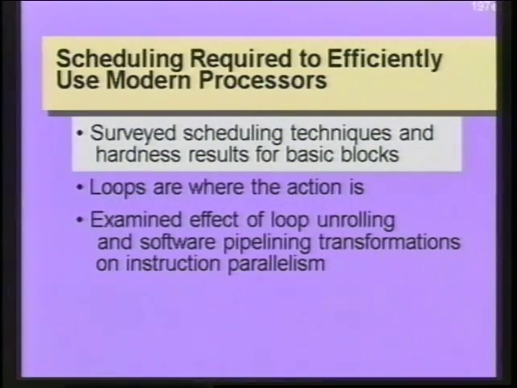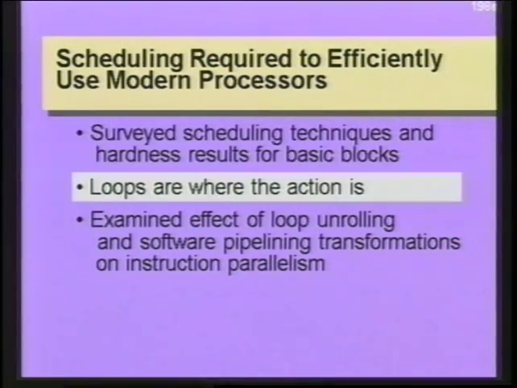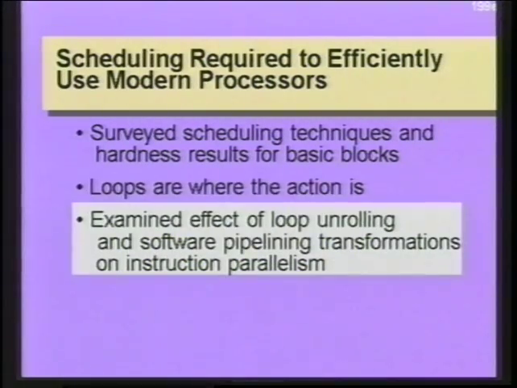So to conclude our lecture, we see that scheduling is required to efficiently use modern processors. What we've done today is we've surveyed scheduling techniques and hardness results for scheduling basic blocks. We've shown you that loops are where the action is in terms of fully exploiting the instruction level parallelism available in today's hardware. And then we examined the effect of the loop unrolling and the software pipelining transformations on instruction parallelism.